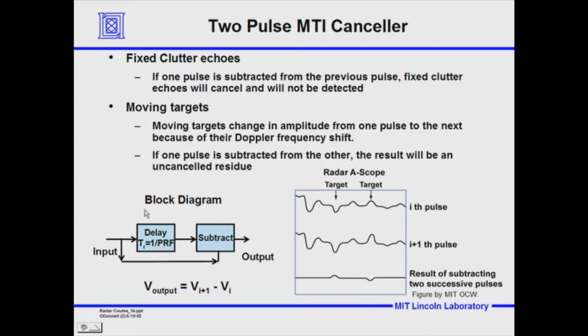How we implement that digitally is we just take the input data coming in and delay it by the time between pulses, and then take the input data and subtract it from the delayed data, and then the output would give us this residue. And the output of a 2-pulse MTI is just subtracting 1 pulse from the previous pulse.